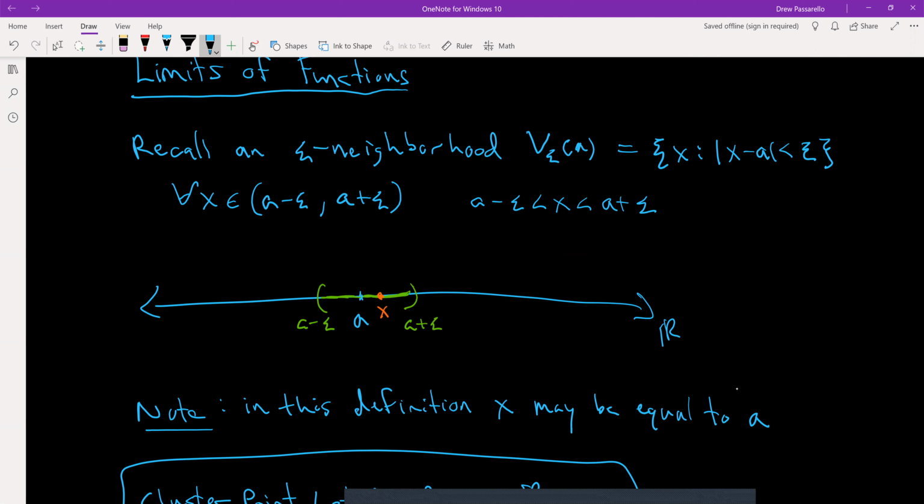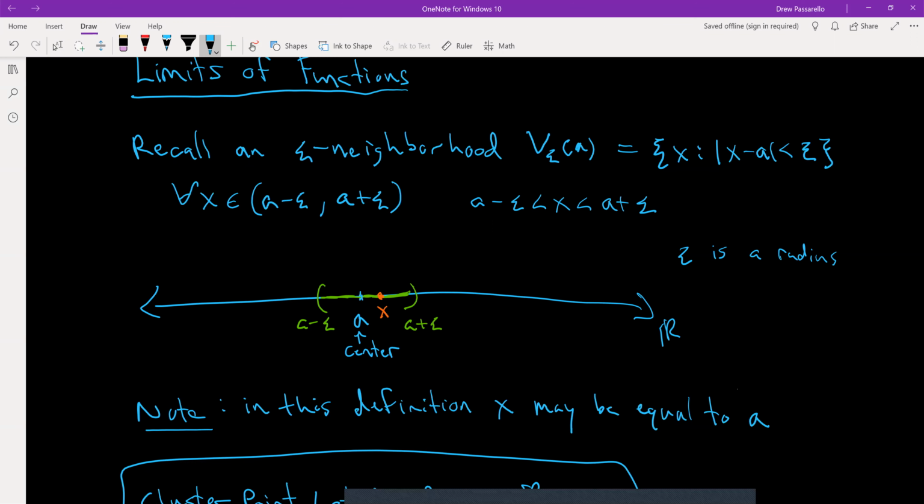All right, so x is in, and as you see in the picture, I have the real line drawn, and then you have the interval in green, and then a, I like to call a the center. A is the center, and usually I like to call epsilon a radius. You're either going plus or minus some radius. All right, and in this definition, x itself may be equal to a. So that's what a neighborhood is.